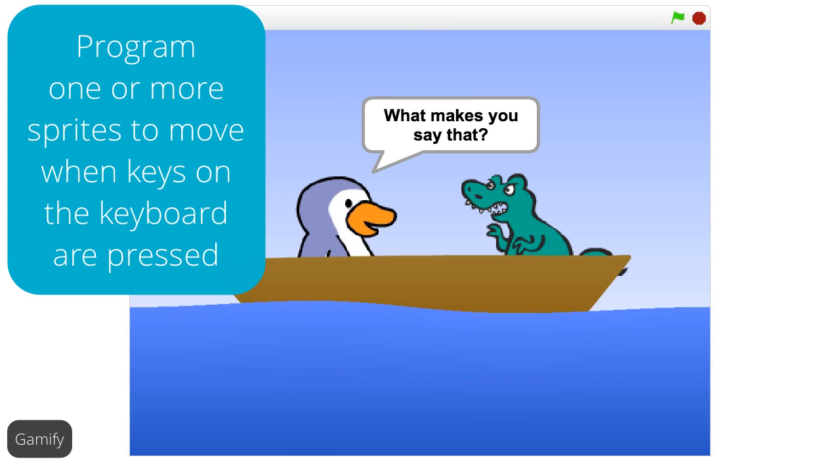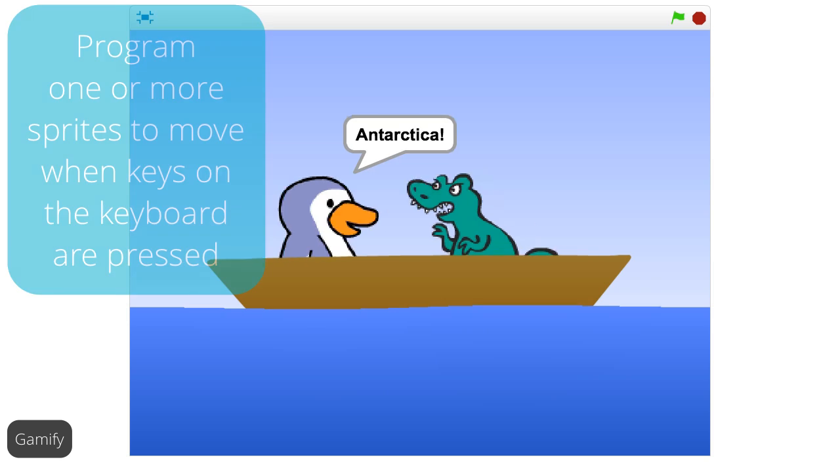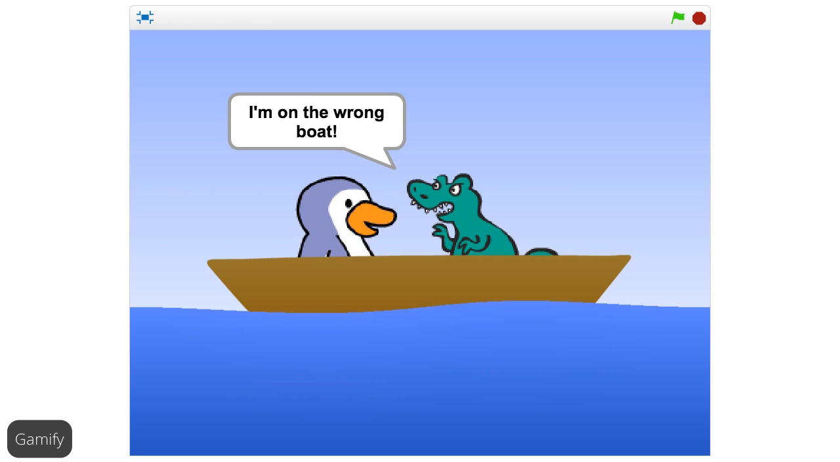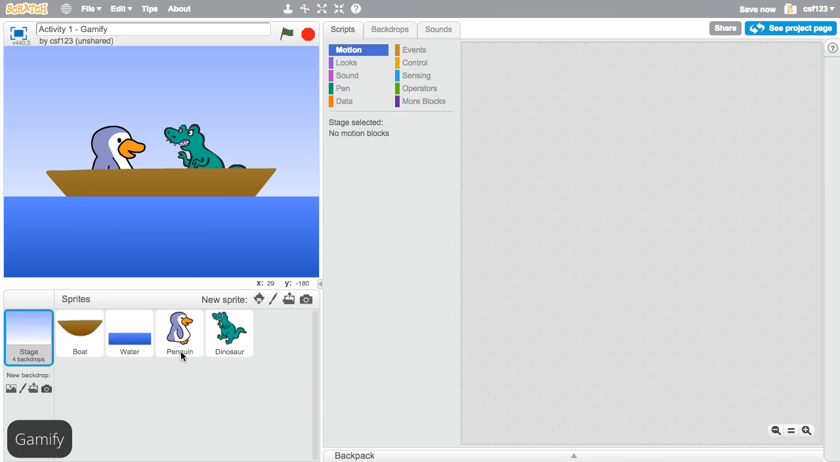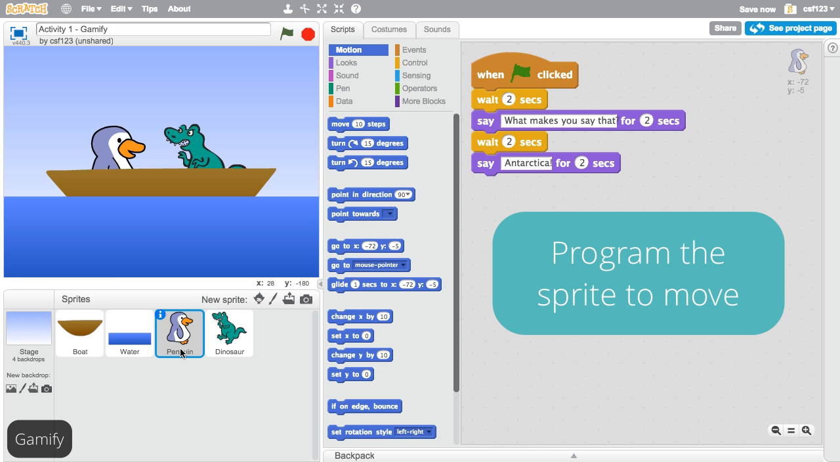In this add-on, program one or more sprites to move when the keys on the keyboard are pressed. This example programs a sprite to move left and right and to jump, but program any movements that you'd like. To start, select a sprite to control with the keyboard. Next, program the sprite to move.